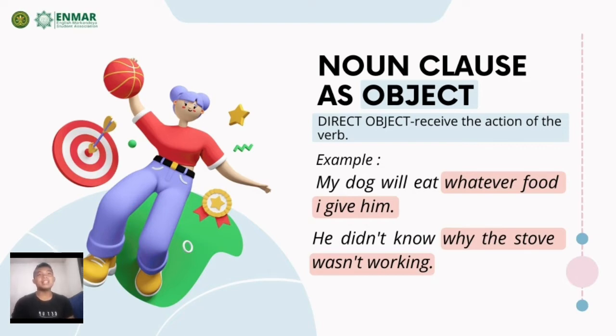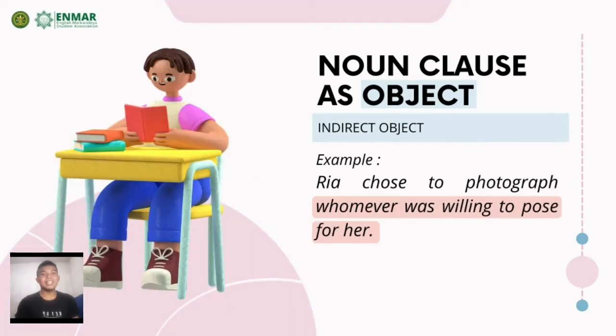So in this case, the stove wasn't working will receive a direct action from the verb know in the sentence. Secondly, there are noun clauses that act as an indirect object, or that do not receive something directly. Well, we can just analyze the provided example.